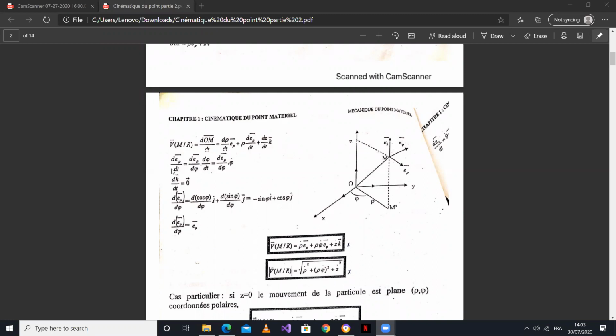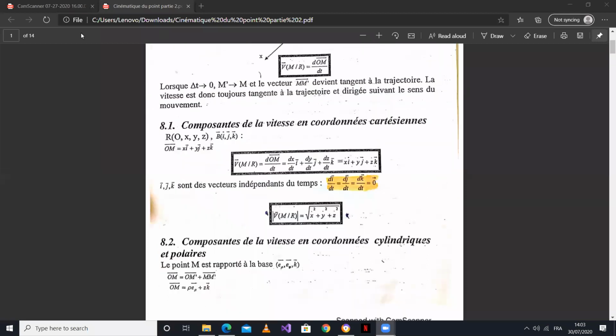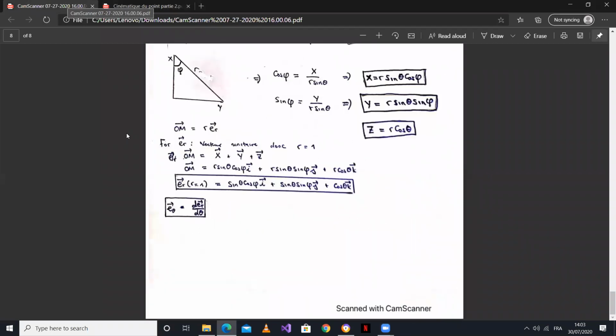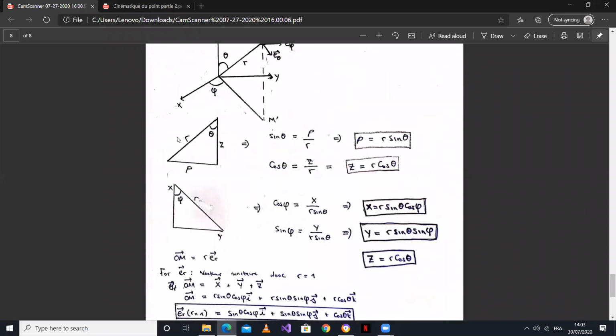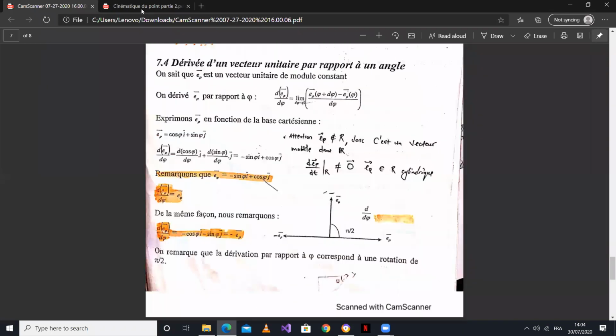So we say d rho/dt. We're going to try and decompose it. When you look at your expression for rho in this one here, rho has been written in terms of phi. You see, it's rho equal to cos phi, sin phi. That means you can derive it in terms of the angle phi.